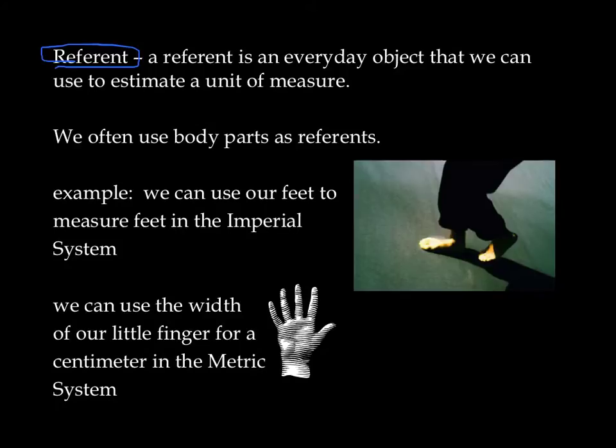We often use body parts as referents. For example, our feet are naturally, of course, very similar to 1 foot in the Imperial measure system. We can use the width of our little finger for the centimeter in the metric system. In fact, our thumb as well can be used for 1 inch. Not the entire thumb, just look from your knuckle to the end of your thumb. That should be about 1 inch. In fact, inch is the Scottish word for thumb.